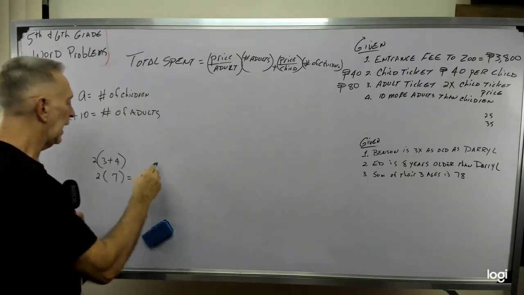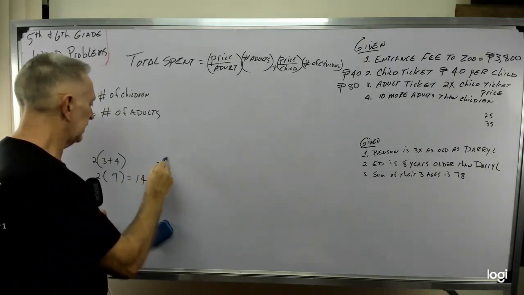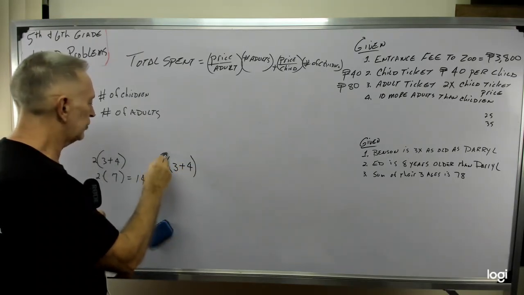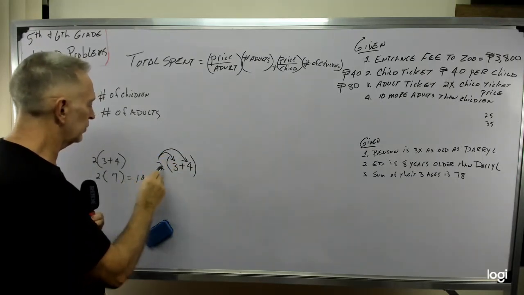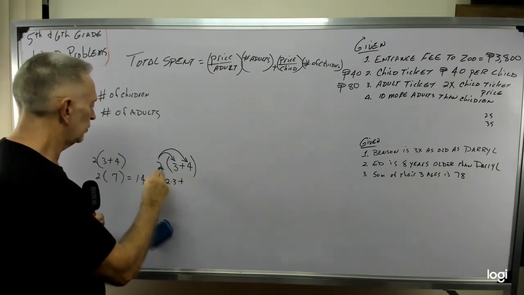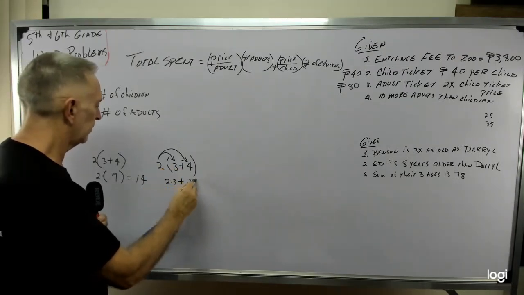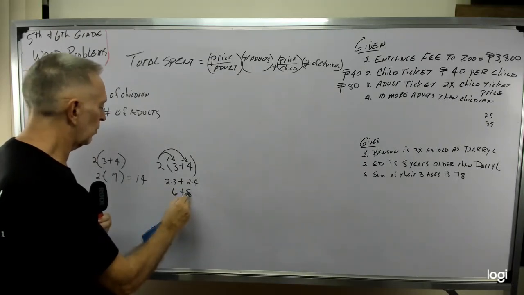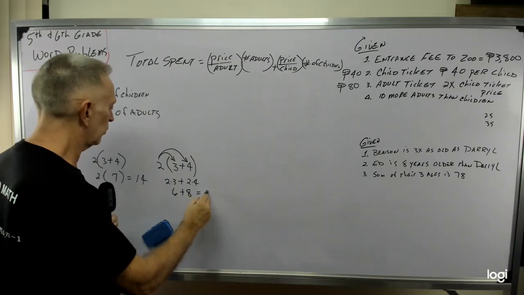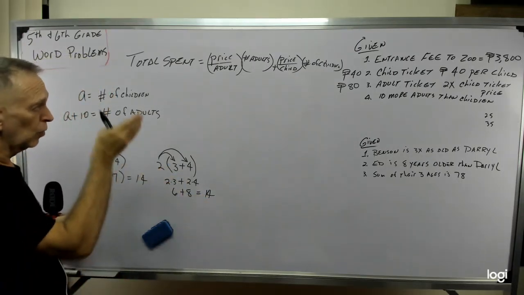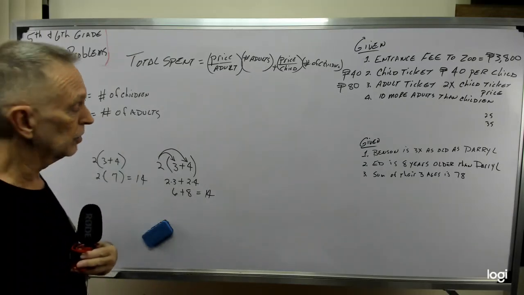Okay. The distributive property says I can take and distribute that 2 inside to each one of those numbers. I can say 2 times 3 plus 2 times 4. 2 times 3 is 6. 2 times 4 is 8. 6 plus 8 equals 14. That's called the distributive property. We're going to need that, I think, here in just a moment.